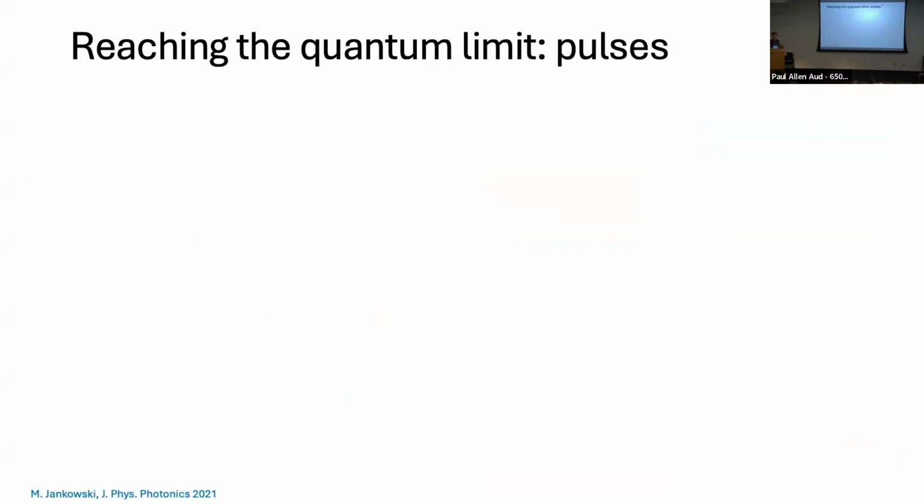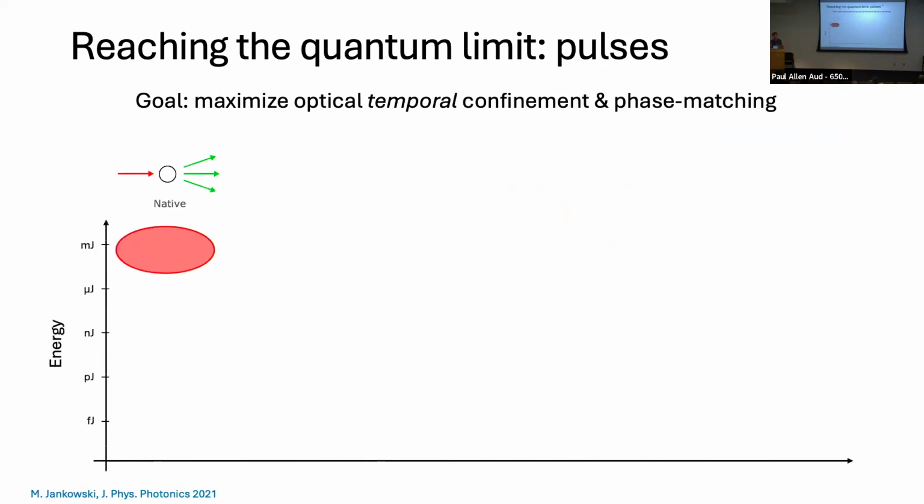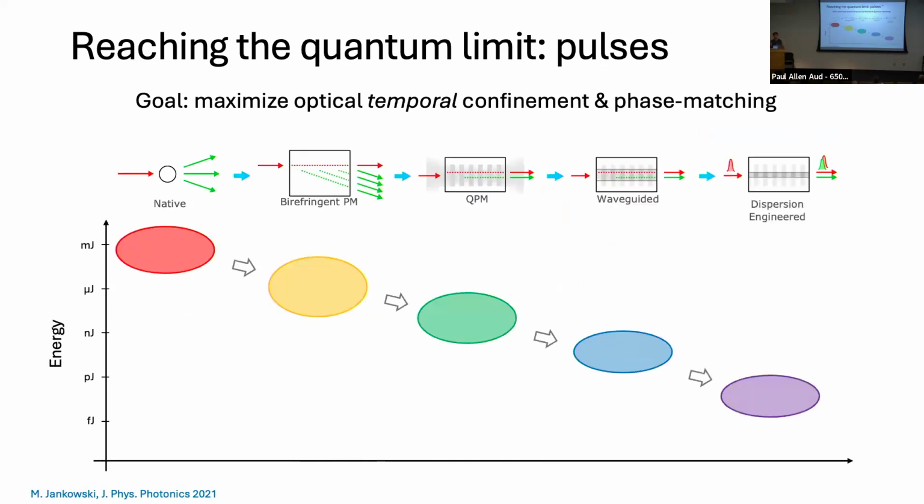So let's consider a second approach, pulse nonlinear optics, where you're maximizing temporal confinement in a phase match structure. So this is, I guess, motivated by the progress of different generations of nonlinear optics, where we have dispersion engineering here at the end. Unfortunately, though, even with the best experiments to date, you're still looking at nonlinearities at a femtojoule scale with dispersion engineered waveguides. And so that's 10,000 photons or so, which is still orders of magnitude away from this single photon regime.